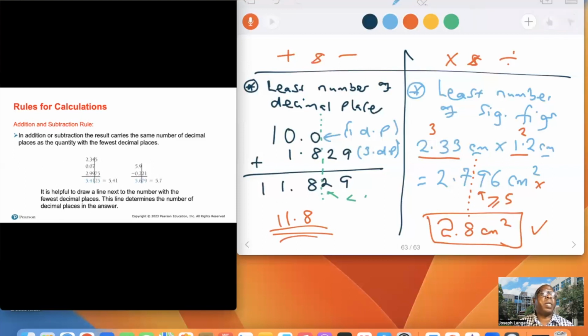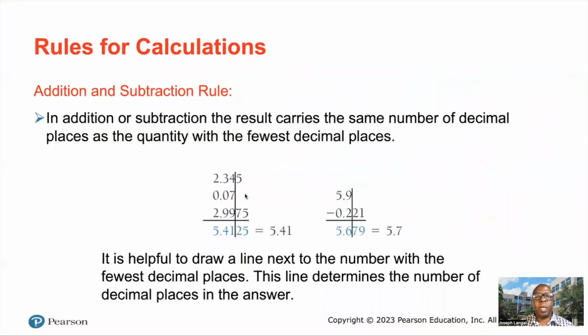So pay attention to that. Here, this has 1, 2, 3 and this has 1, 2. So the final answer should have 2 places of decimal. The 2 is less than 5, so we drop the non-significant and the final answer is 5.41. This has 1 place of decimal. This second number has 3 places of decimal. The final answer should have 1 place of decimal. This is greater than 5, so we increase the preceding number by 1, leaving us with 5.7.